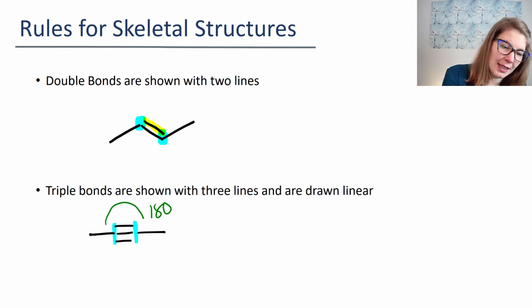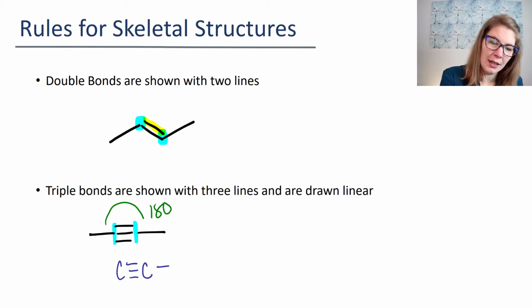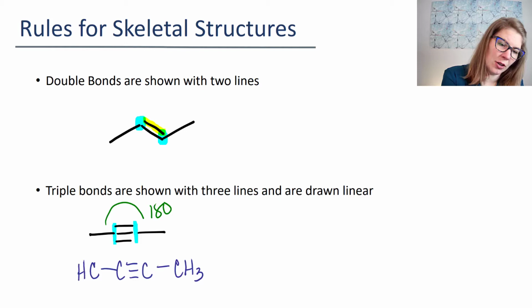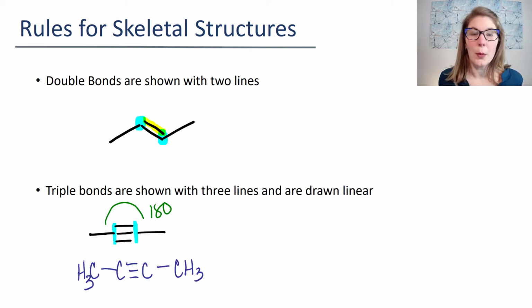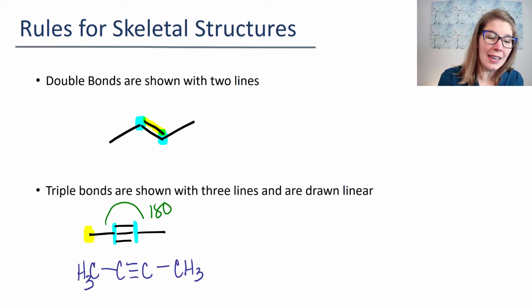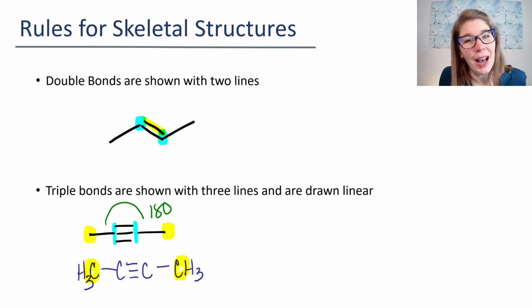This is representing a carbon-carbon triple bond with a CH3 on this end and a CH3 on this end. Because remember that every end is a carbon. Therefore, these are carbons that are only involved in one bond, so they have 3 hydrogens attached.